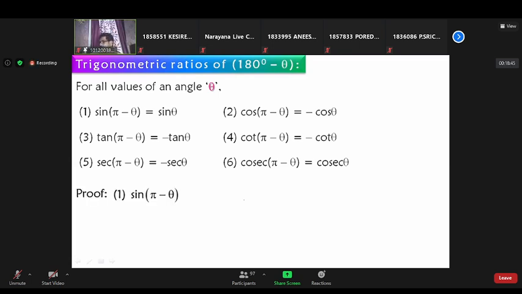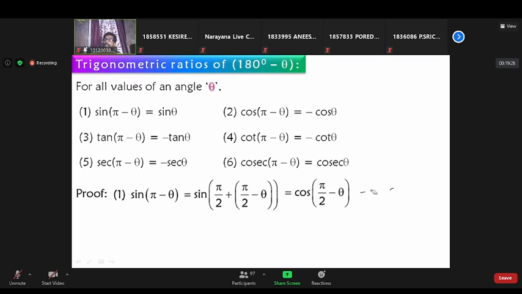Sin pi minus theta. I am writing pi as pi by 2 plus pi by 2 minus theta. Pi contains 2 pi by 2's. So sine of pi by 2 plus pi by 2 minus theta. Just assume this one as A. We just proved sine of pi by 2 plus A is equal to cos A. Now A is replaced with pi by 2 minus theta. Then what we get? Cos of pi by 2 minus theta.